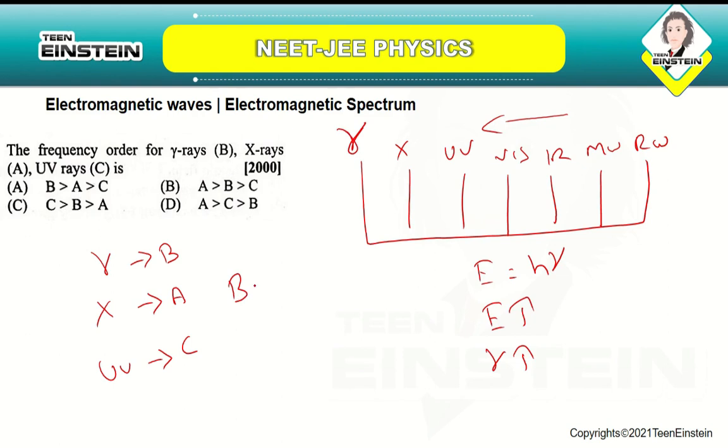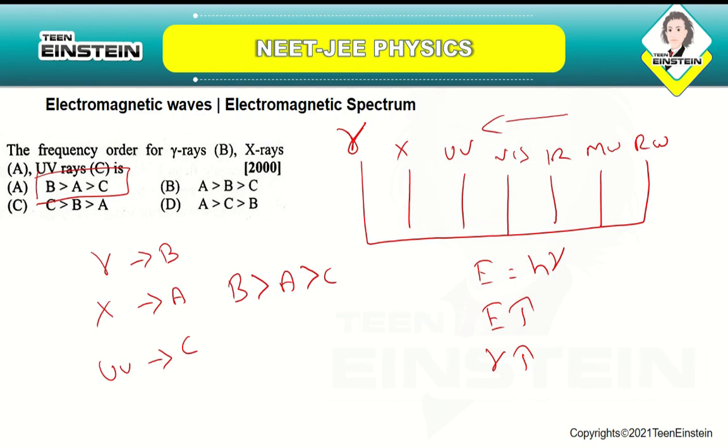So B is greater than A is greater than C, because X-rays will have a larger frequency in comparison with UV, because the energy of X-rays is also larger than UV. So the correct answer is option A: B is greater than A is greater than C. The frequency of gamma rays is greater than the frequency of X-rays, and it is also greater than the frequency of UV rays.